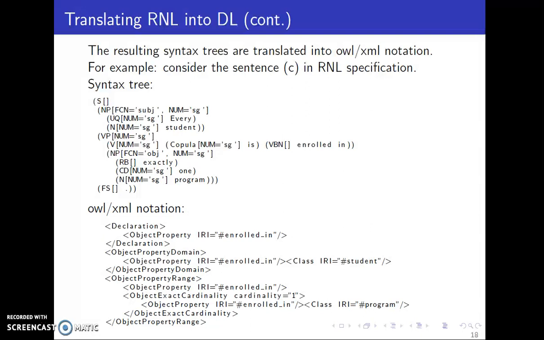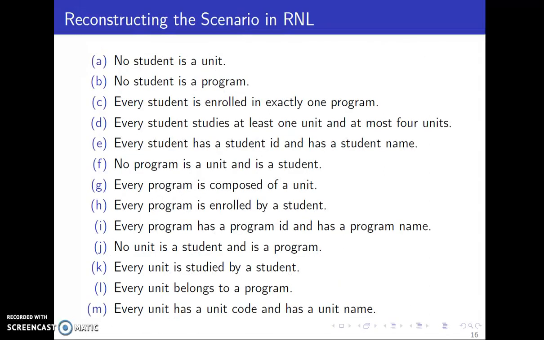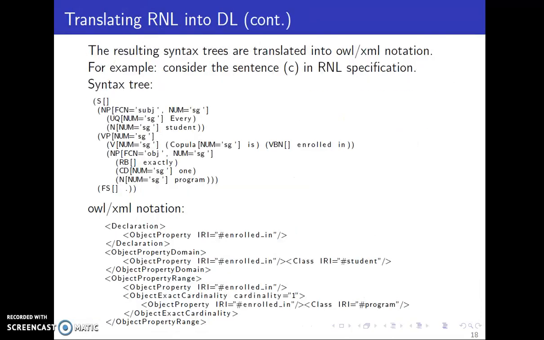For example, consider sentence C in the RNL specification. It says every student is enrolled in exactly one program. So the grammar parses this sentence and generates this syntax tree, and from this syntax tree our program converts it to an OWL XML notation. This OWL XML notation basically describes that enrolled in is an object property which has a domain class student and range class program with exact cardinality of 1.